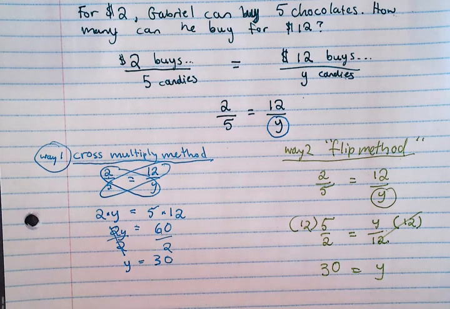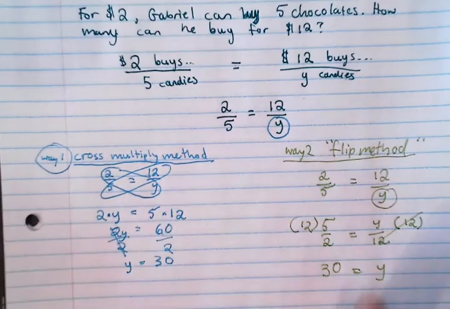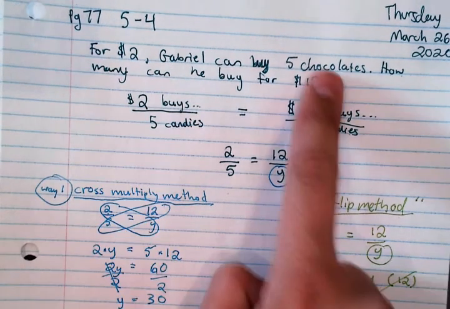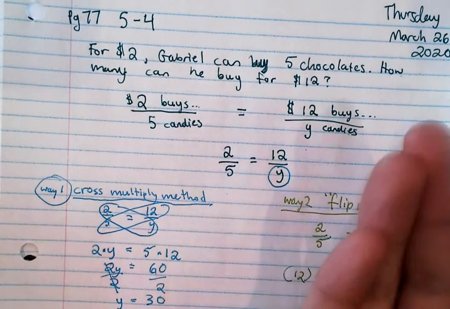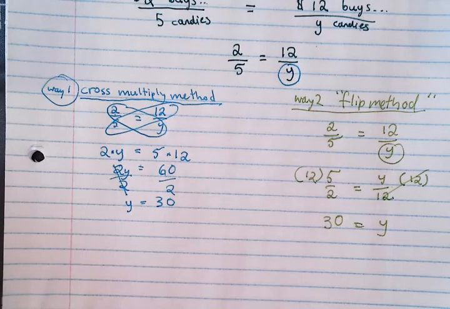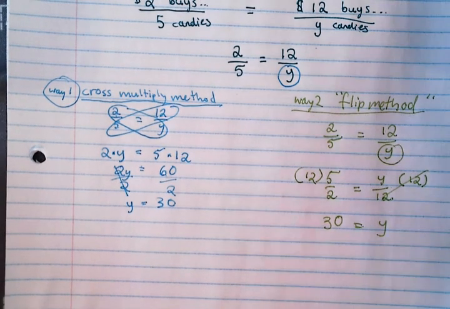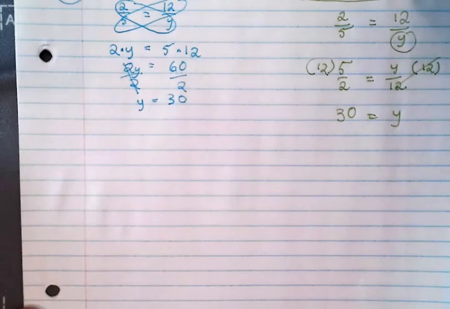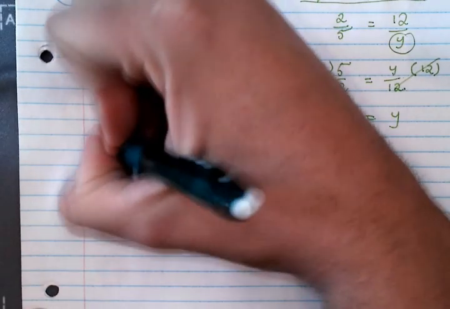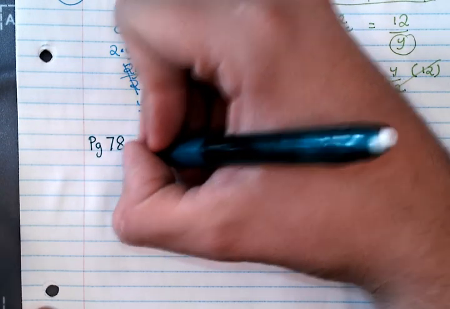We just have to make sure that we figure out which numbers go together just up here, right? So $2 she buys 5, $12 she buys, we don't know. So the next example is actually just on the next page, which is page 78. Here, I'll get that to our notes. Just slide this up a bit. So here we go, page 78. That's still in section 5.4.